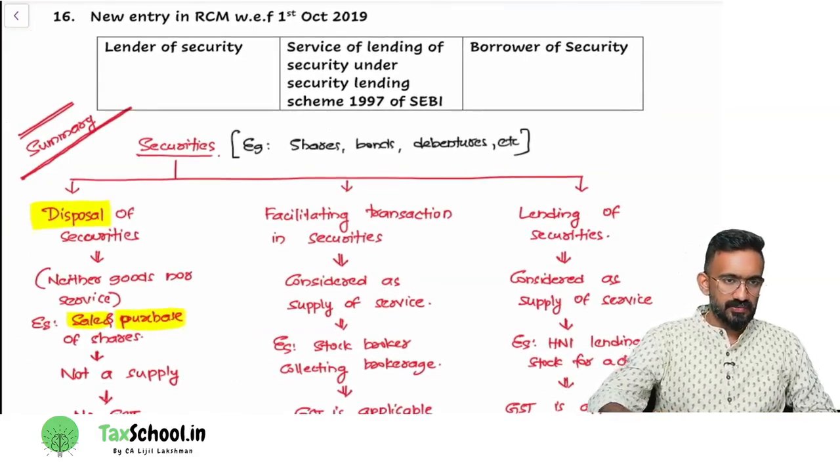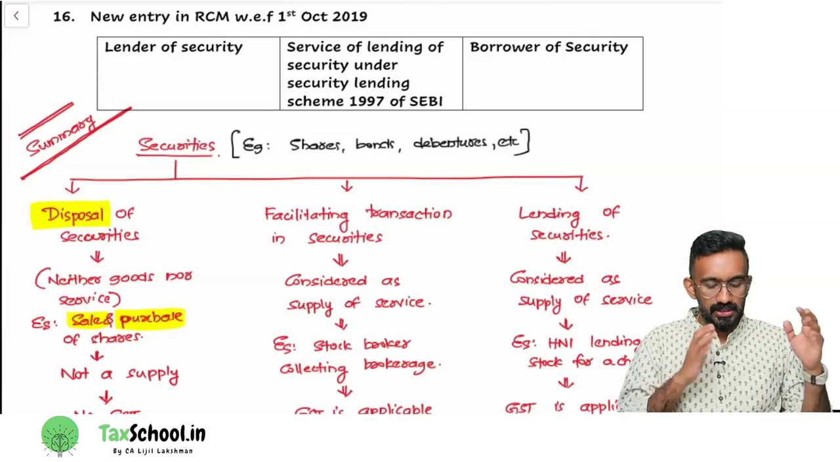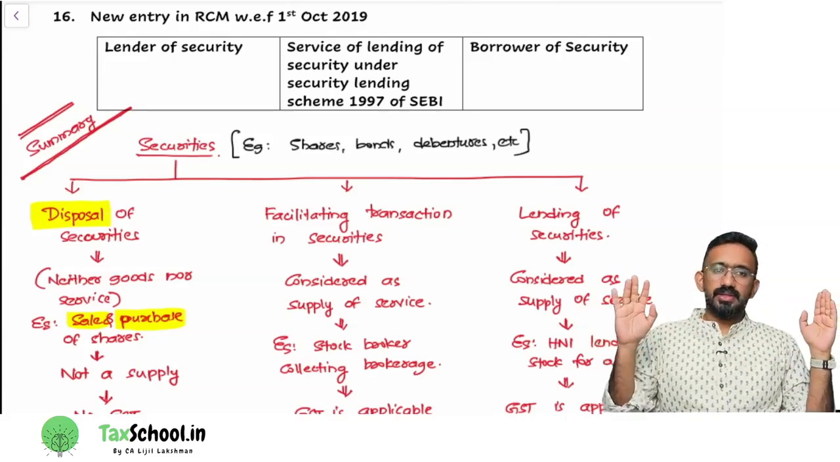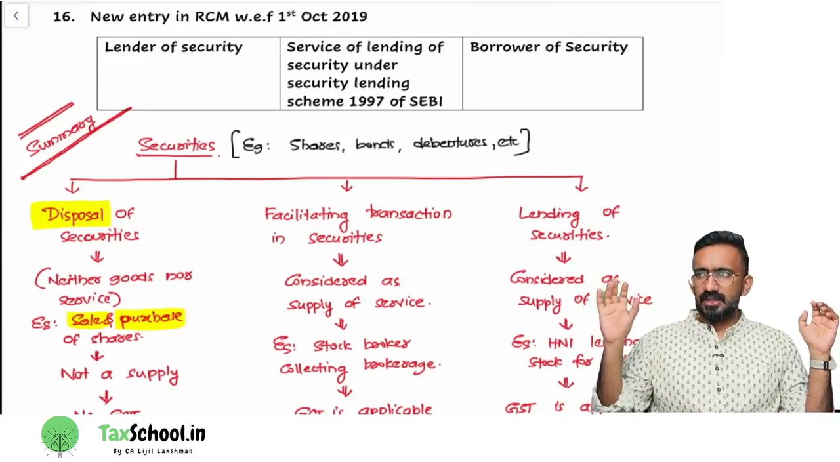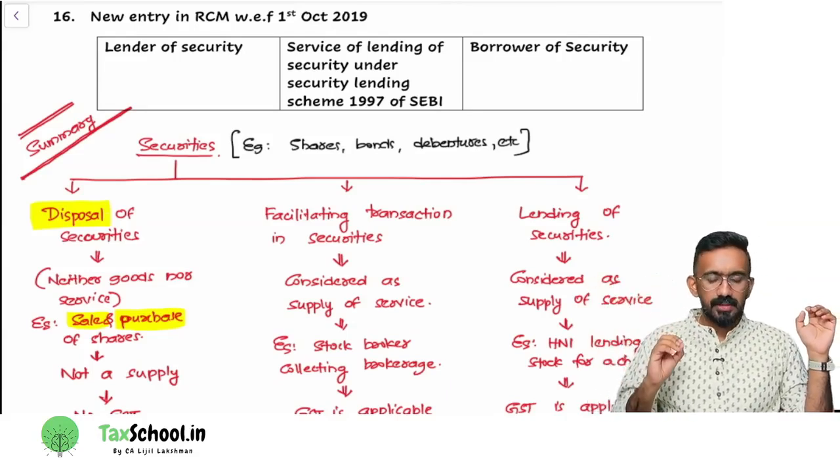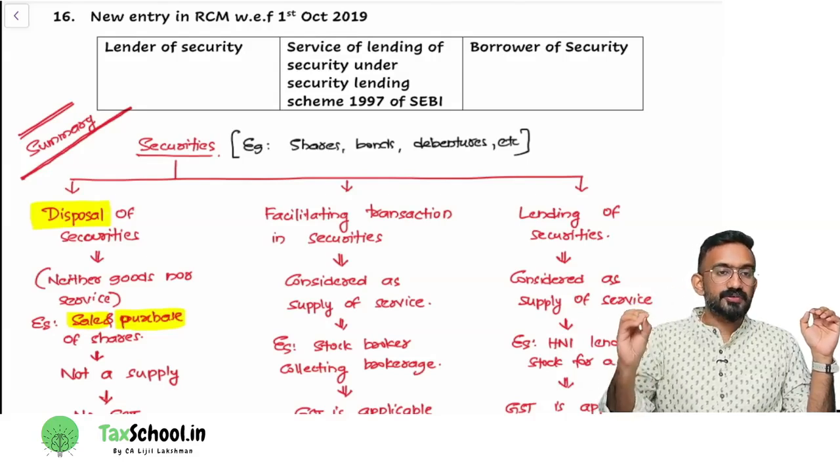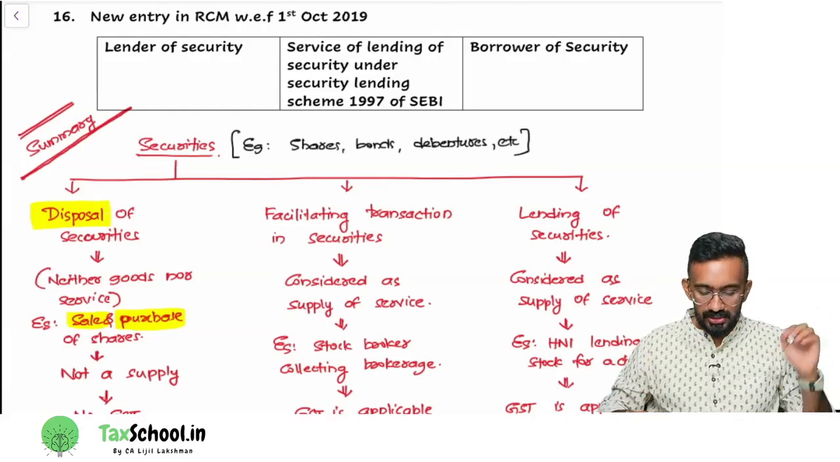Look at the next case of RCM. I am clubbing RCM together with supply and other discussion in this particular RCM case. It says lender of a security providing service of lending of security to borrower of security would be taxed under reverse charge.